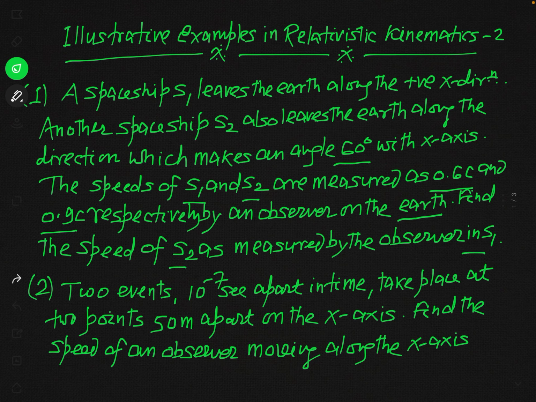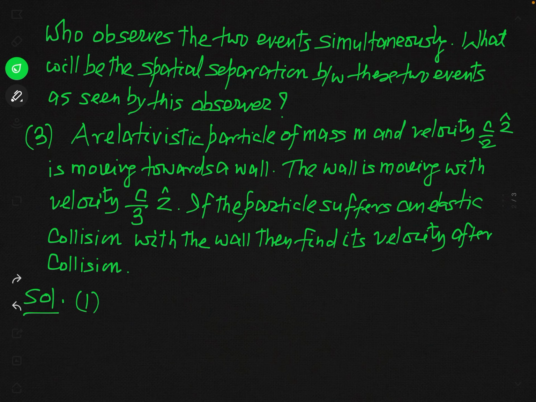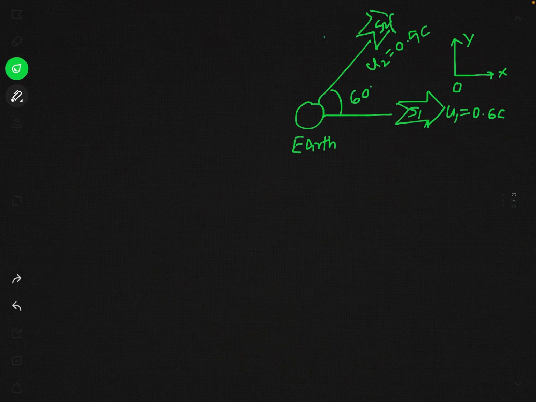We have to measure the speed of spaceship S2 when it is seen by the observer situated in frame S1. S1 is taken here as a frame, but it is a spaceship. So now let us solve this problem. The problem says that there are two spaceships. The first one is S1, which is moving along the x-axis, you can see in this figure, and its speed with respect to this Earth, which has been treated here as an inertial frame S.